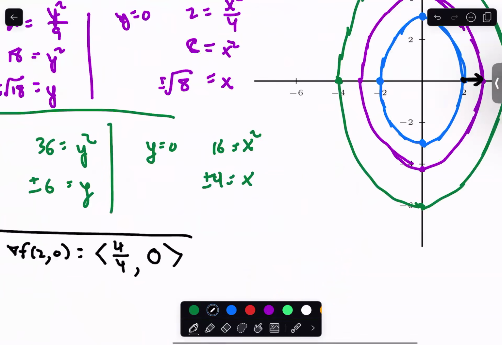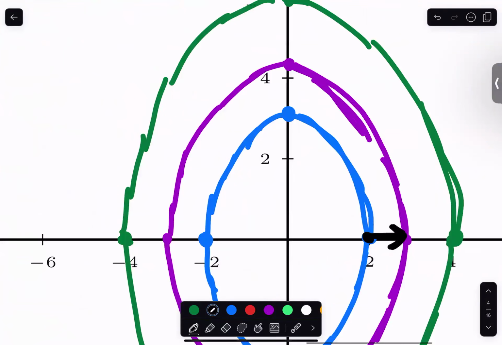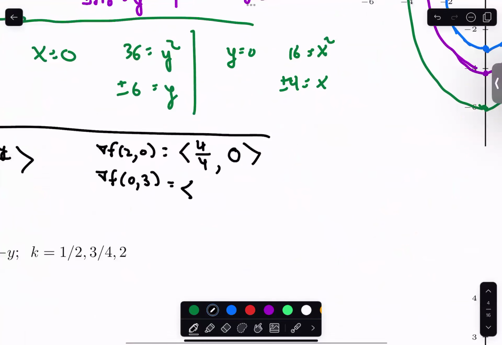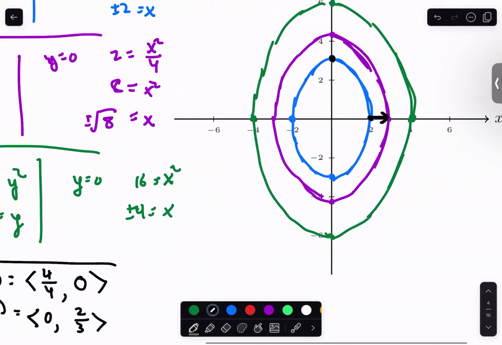Okay, we could also do something like 0, 3. So what does the gradient look like at 0, 3? If I draw this on my level curves, 0, 3 would be up here at the top. And if I plug that into my gradient field, I'm going to have 0, comma, 2/3. So this is pointing not at all left and right, but it's pointing up by 2/3.